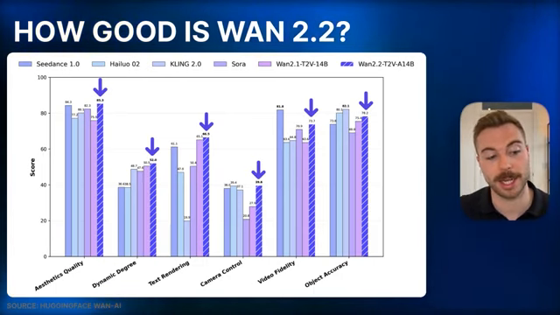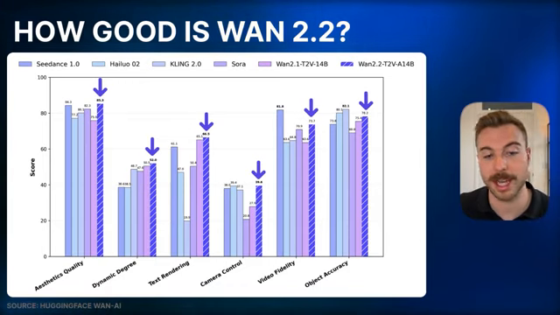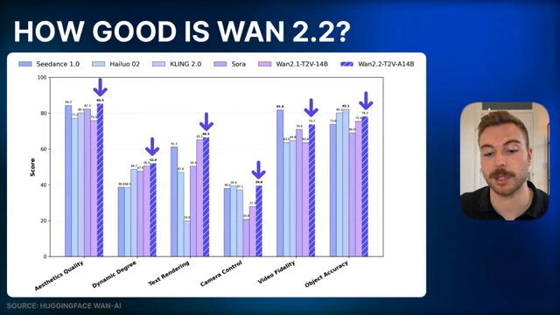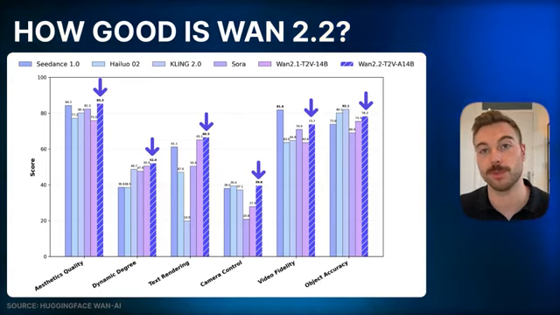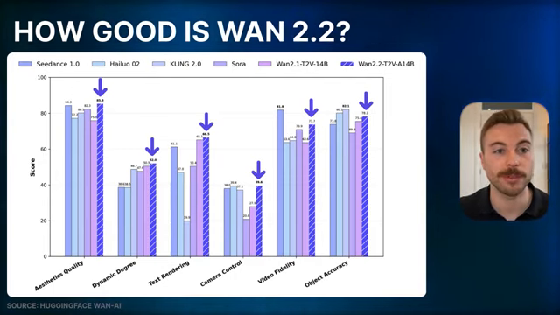It's claiming to be better in the aesthetics quality. We're looking at dynamic degree, text rendering, camera control, video fidelity, and object accuracy. They're definitely improved versus the version before, but still not market leading for those two. But how have they achieved this?